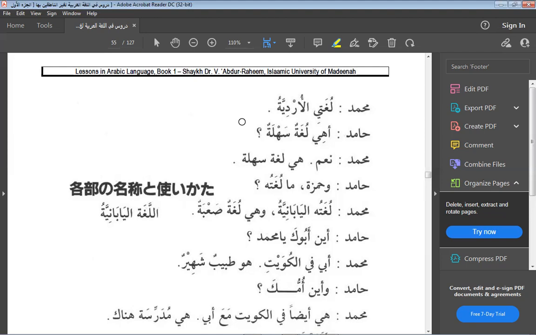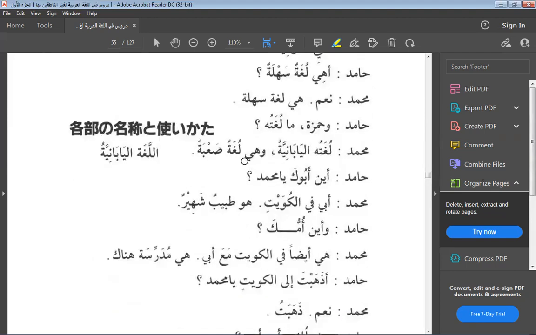Wa Hamzatu, ma lugatuhu? And Hamza, what is his language? Lugatuhu al-yabaniya. His language is Japanese. Wa hiya lugatun sa'batun. And it is a difficult language. Sa'ba, difficult. It's just like usr. Inna ba'da al-usri yusra. Usr is difficult. Like we say asir. Asir is also difficult. Wa hiya lugatun sa'batun. It's a difficult language. Al-lugatul yabaniyatu.